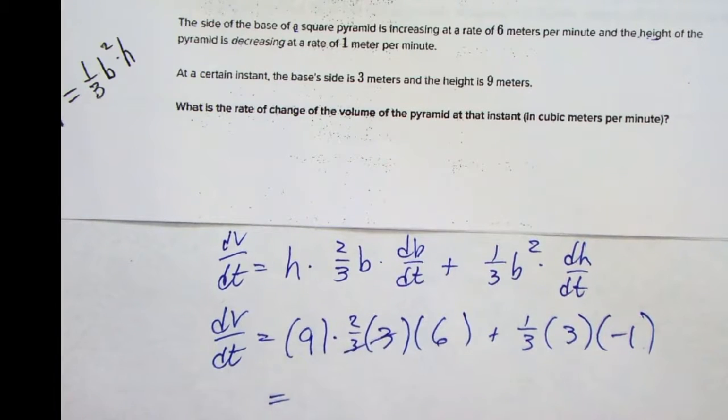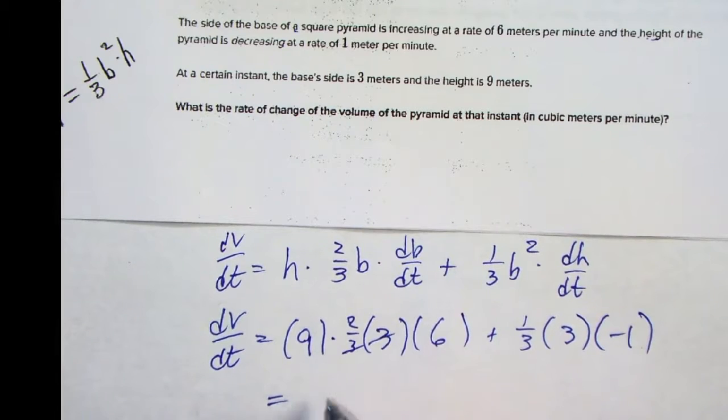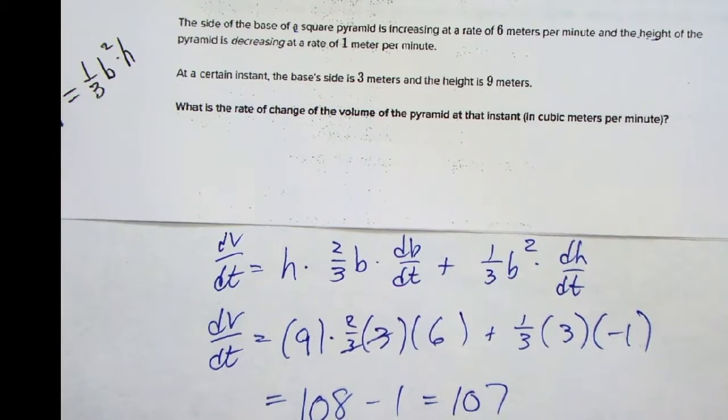So those will cancel. This will give me 18 times 6, so this is 108. Plus 1/3 times -3, so -1. So I get 107. And that would be in meters cubed per minute.